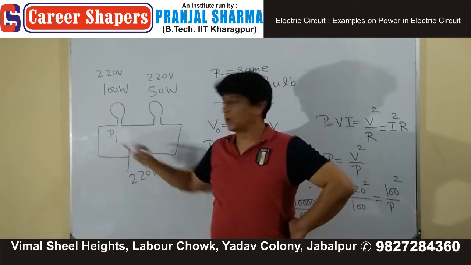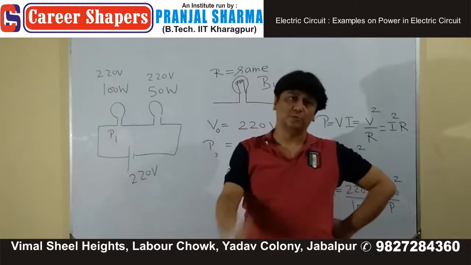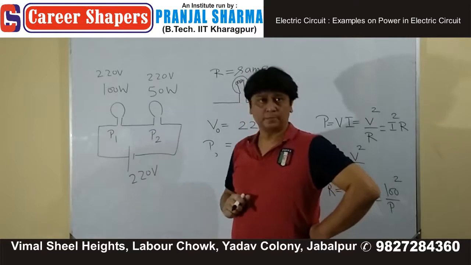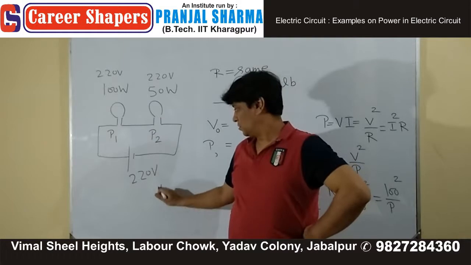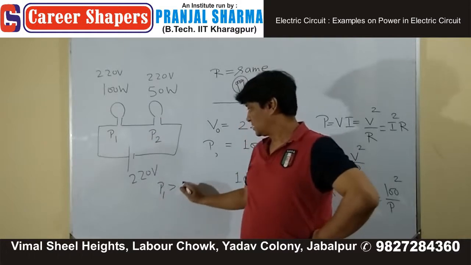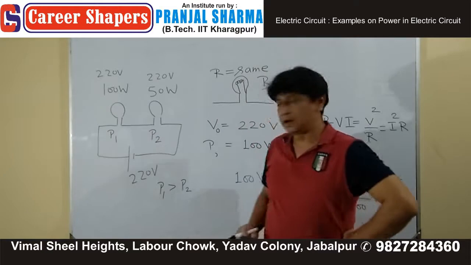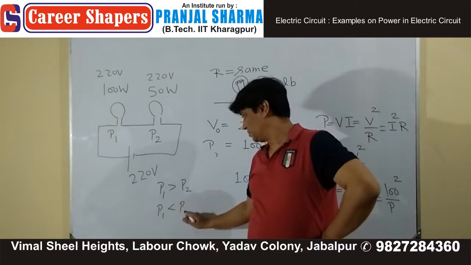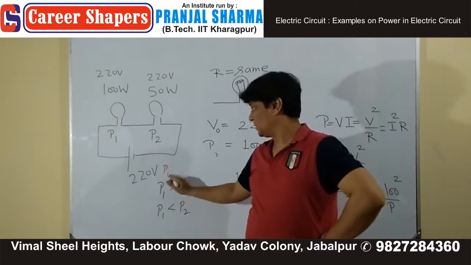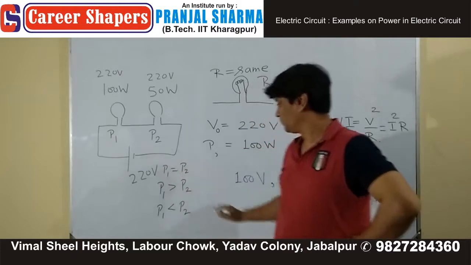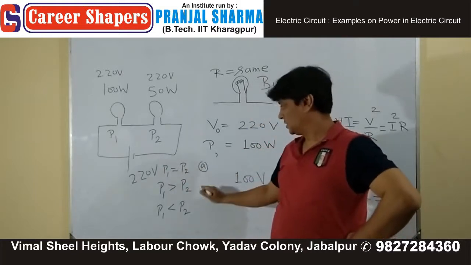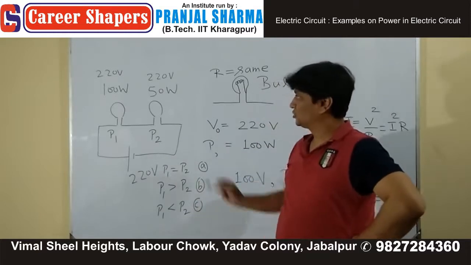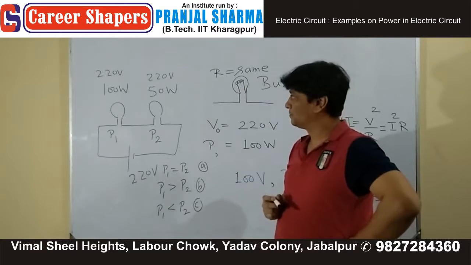Brightness coming from this bulb is P1. Brightness means power output. Brightness coming from this bulb is P2. Which one is correct? A: P1 is greater than P2. B: P1 is less than P2. C: P1 equals P2. Which option is correct? Note down the question and answer this in the comment box.